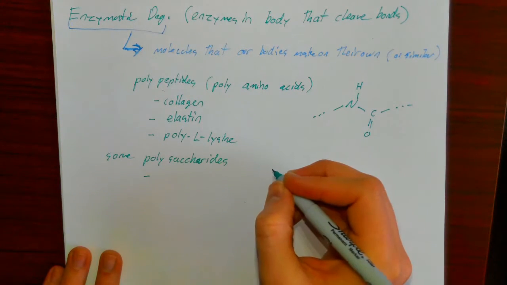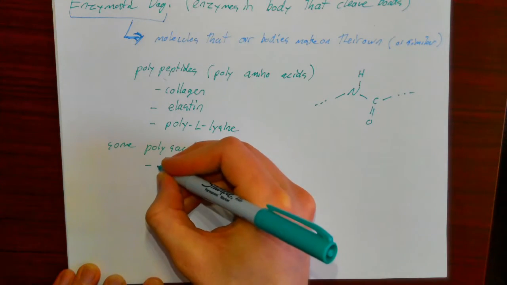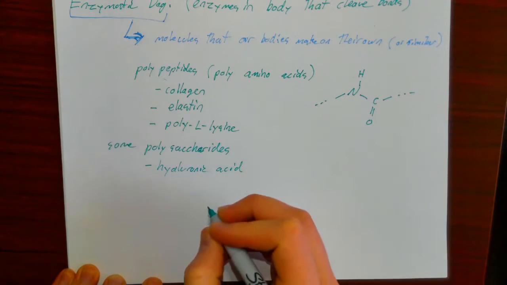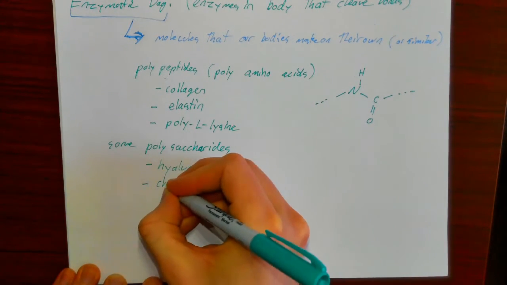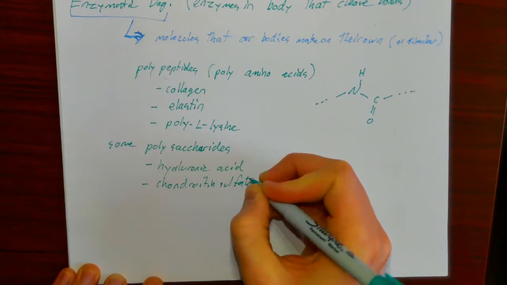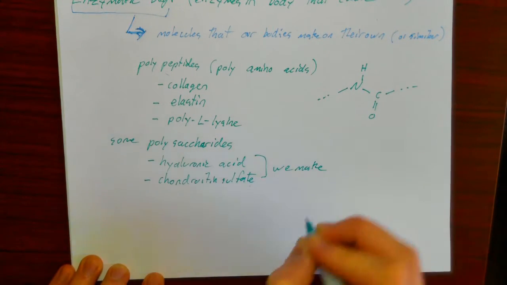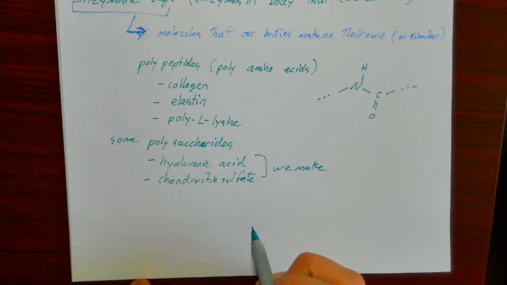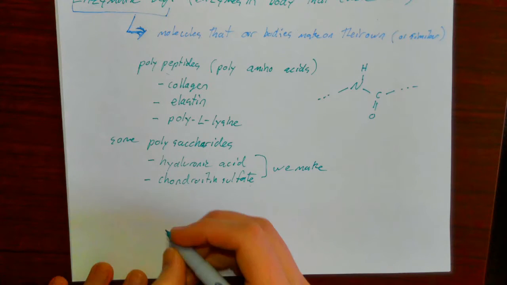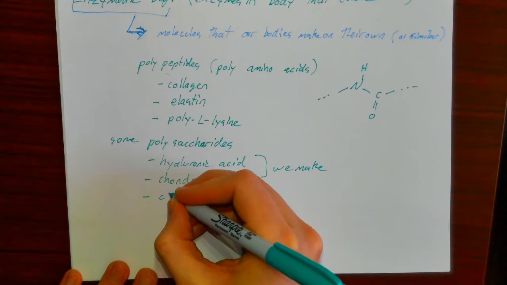So some examples of polysaccharides that already exist naturally in our body that we break down by ourselves are hyaluronic acid and chondroitin sulfate. Right? These are two polymers that we make. Then there are a couple of polymers that are similar enough to polysaccharides that exist in our body that can degrade via enzymatic degradation, which is chitosan.